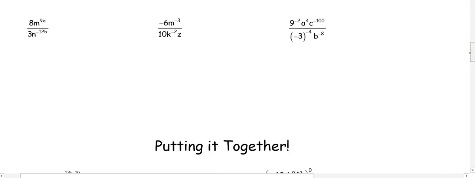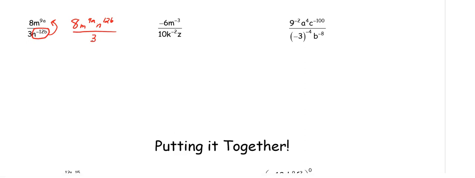In the next one, 8m to the a, 3n to the negative 12b. So the only thing that has a negative exponent here is the n, so that's the only thing that's going to move. So we have 8m to the 9a. When this moves to the numerator, it becomes n to the 12b all over 3. Now 8 and 3 can't reduce, so we're going to leave our fraction as it is.